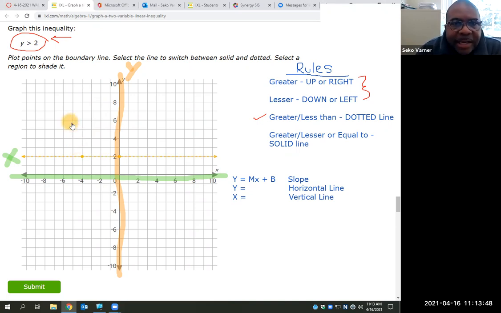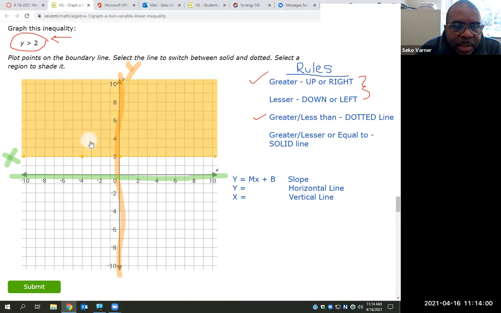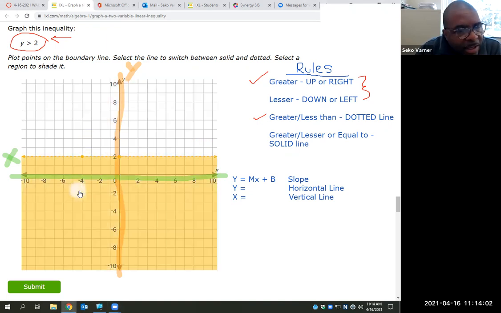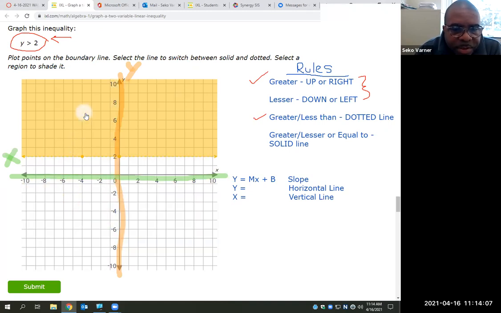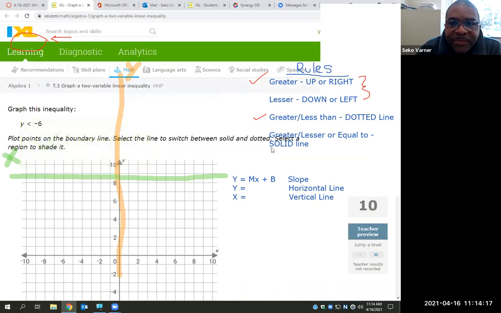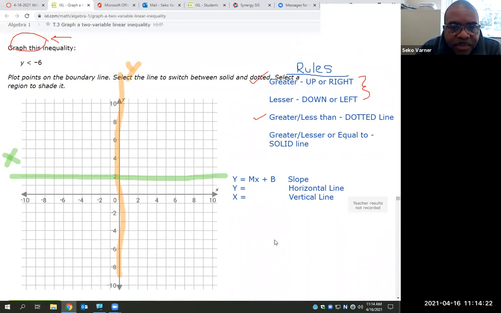And now I need to shade. It tells me y is greater, and greater means to go up. So now I'm going to shade everything up. If I shaded everything down, it would look like this. I don't want to do that. I don't want to have both of them shaded. I just want the top portion shaded. So now I can submit and see if I'm right. Terrific. Now we can do the same thing with this particular problem.